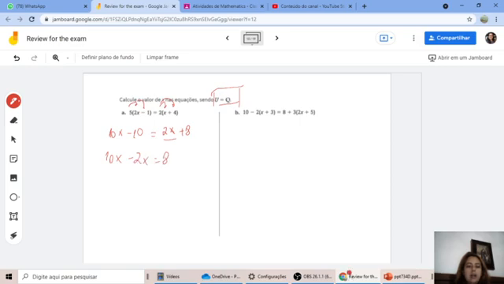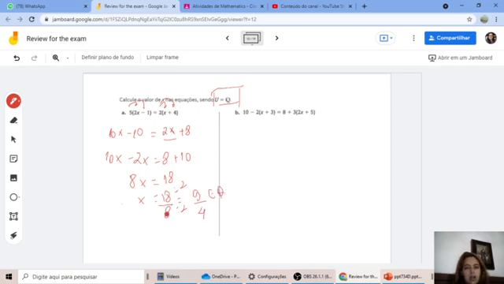The minus 10 here, subtract goes adding, plus 10. 10x minus 2x is 8x. 8 plus 10 is 18. x is equal to 18 over 8. I can simplify by 2, and it's going to be 9 over 4. Okay? And this is in the rational numbers, right?